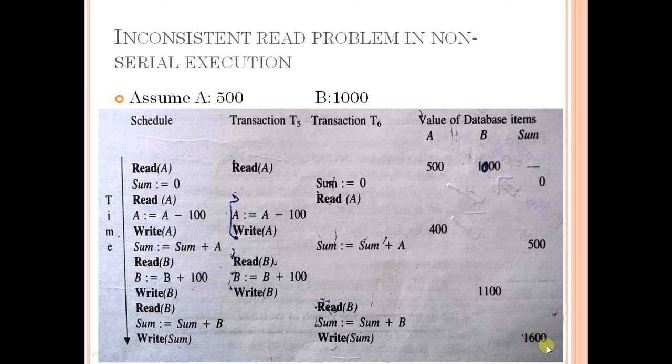From where has 500 rupees come? So this is the problem of uncontrolled non-serial execution. Are you getting? Very simple. See, as I've told you, either the sum takes place before the transfer or after the transfer. In both cases, the total will be 1500. But here you can see the total is coming as 1600. So it has happened because there is no control over mixed execution of these transactions.